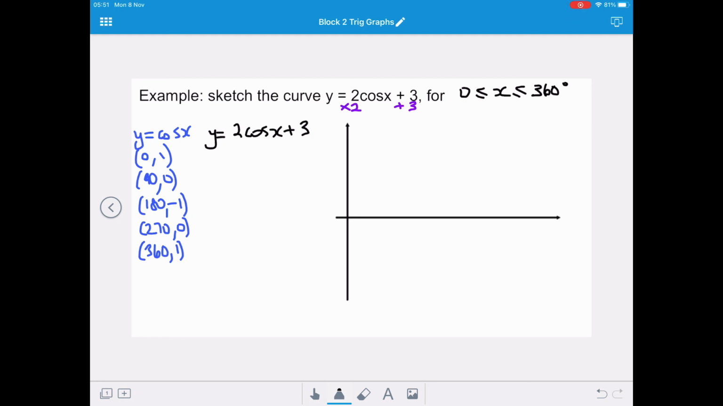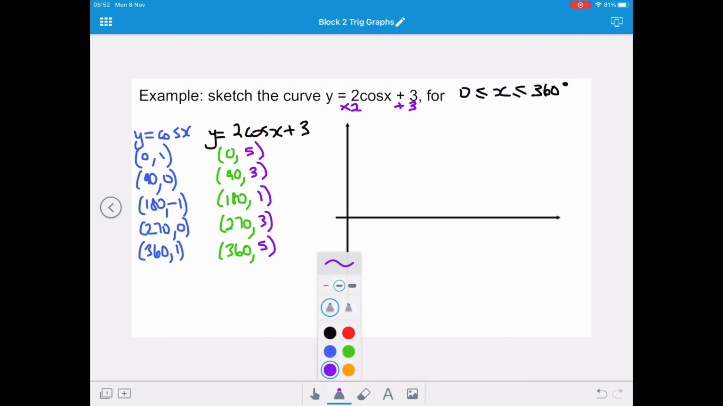So again, our y coordinates are going to be affected, our x coordinates are going to stay the same. So we know that our x coordinates are going to stay at 0, 90, 180, and 270, and finally 360, because our shift is vertical, not horizontal. And then we're going to apply BODMAS to our y coordinates to work out their new position. 1 times 2 plus 3 is 5, 0 times 2 plus 3 is 3, negative 1 times 2 plus 3 is 1, 0 times 2 plus 3 is 3, and 1 times 2 plus 3 takes us back to 5 again.